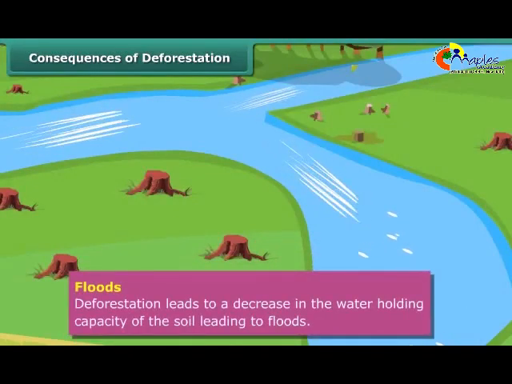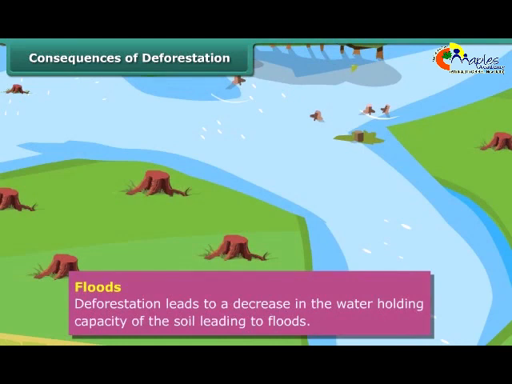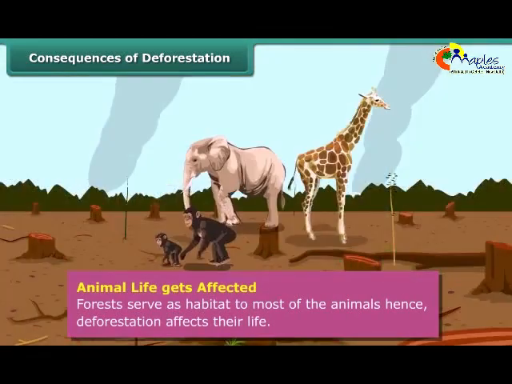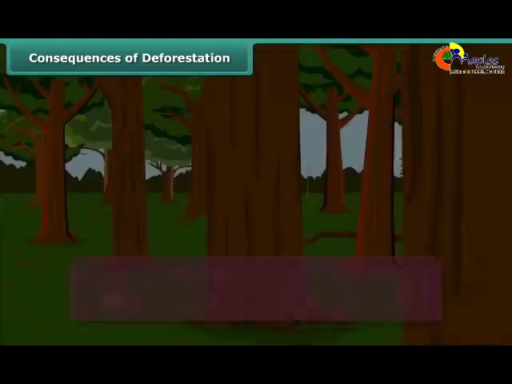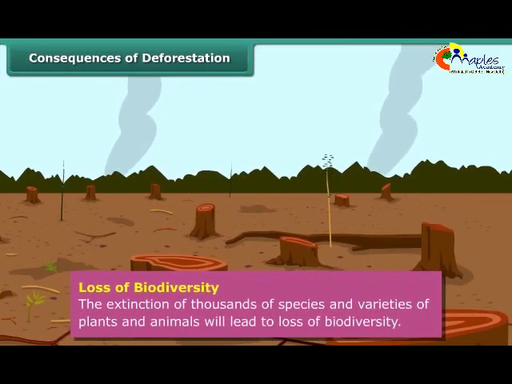Floods. Deforestation also leads to a decrease in the water-holding capacity of the soil. The movement of water from the soil surface into the ground is reduced, resulting in floods. Animals' life gets affected. Deforestation also affects the animal life since forests serve as habitat to most of them. Loss of biodiversity. Cutting of forest means the extinction of thousands of species and varieties of plants and animals, many of which have never been catalogued scientifically.